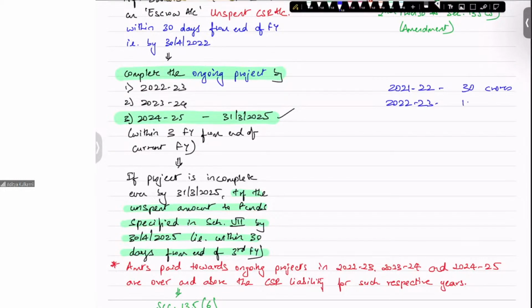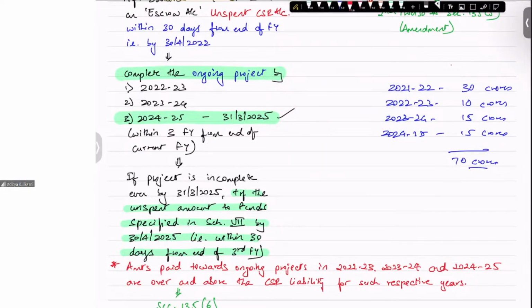22-23, you will pay, let us say, another 10 crores. 23-24, you will pay another 15 crores. So 30 plus 10, 40 plus 10, 50, 55 and 24-25, you will pay the balance 15 crores and this comes to 70 crores. Now please pay attention.